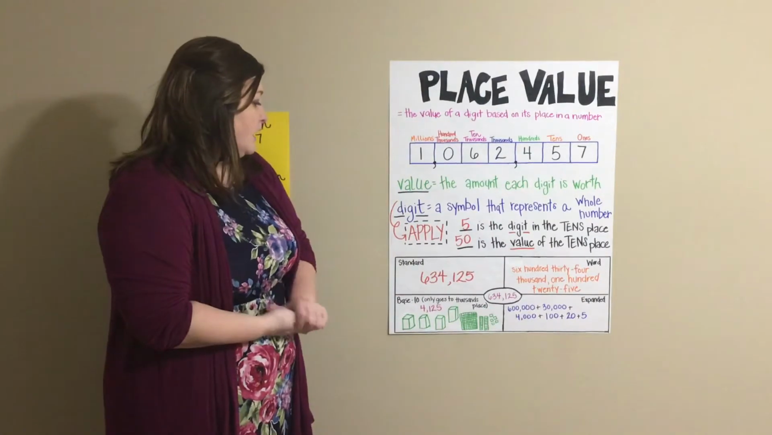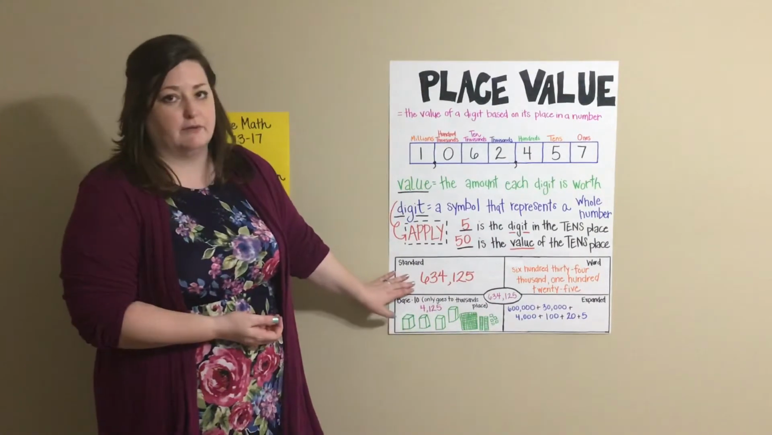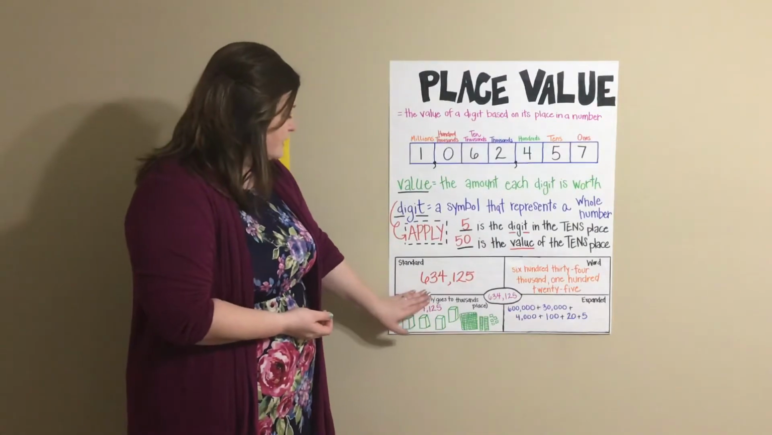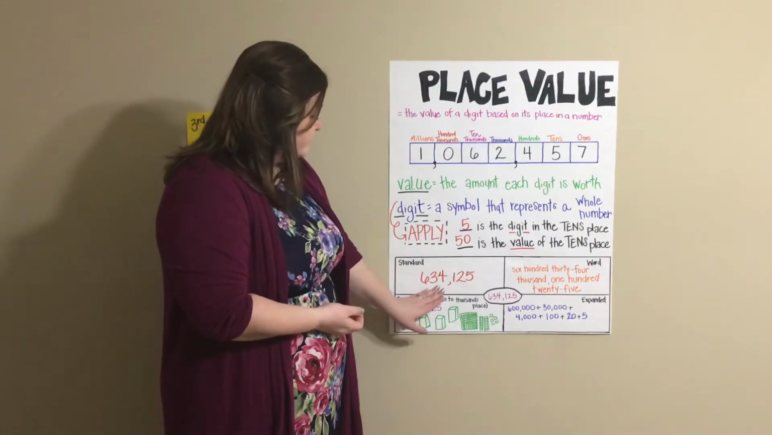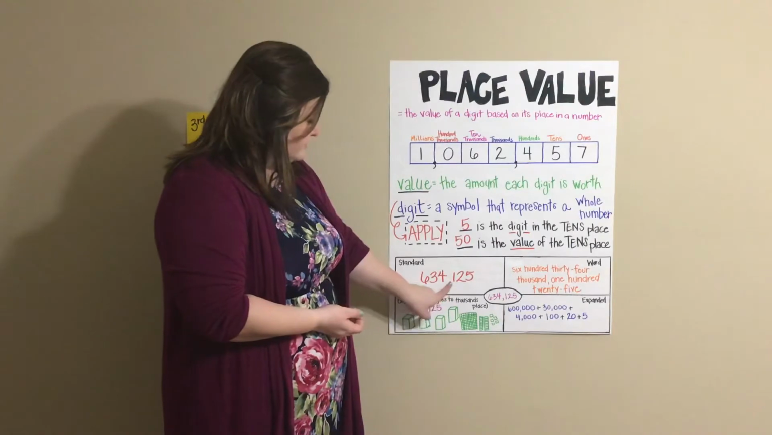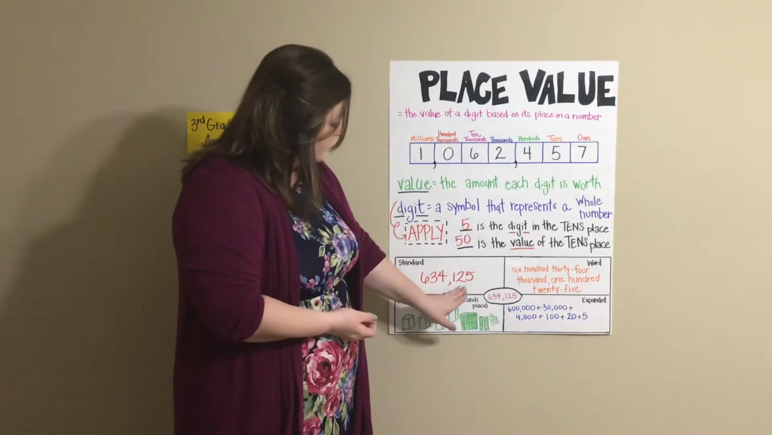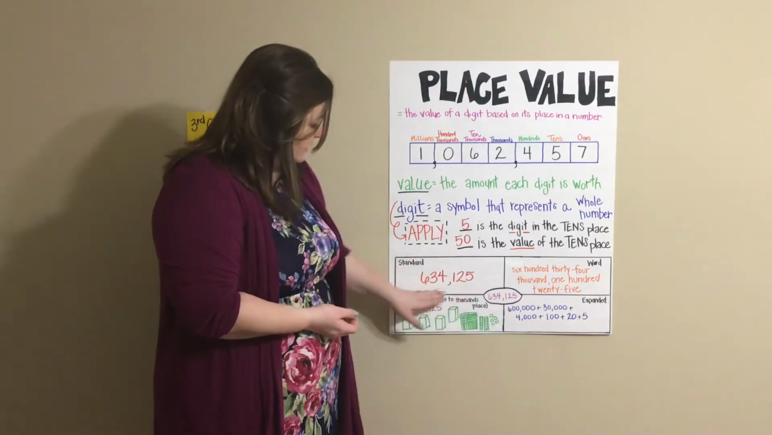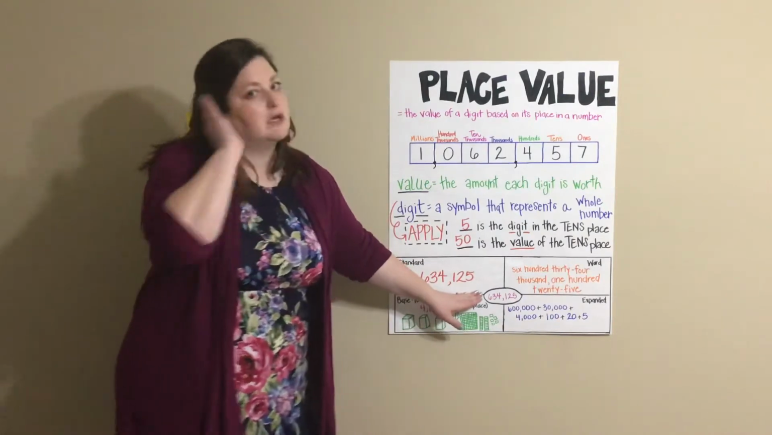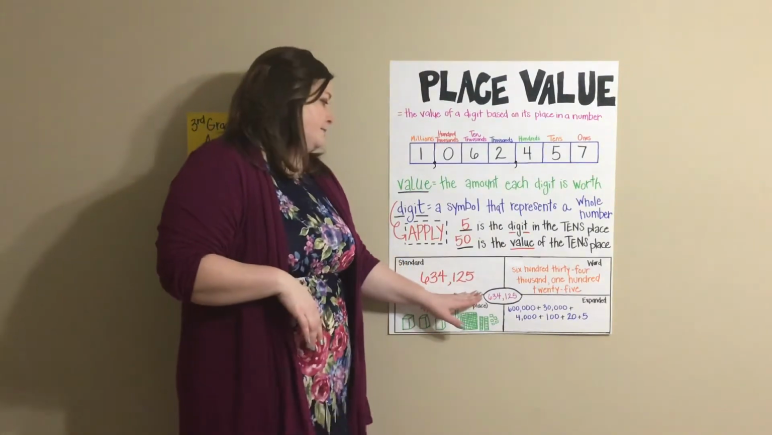All right, let's also review some of the word forms or forms of the numbers that you're going to see. Of course, we start out with standard form. So if the number is 634,125, okay? Just the digits in order, nothing special about it, okay?